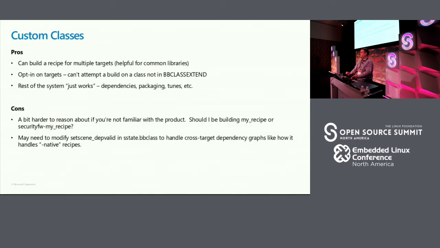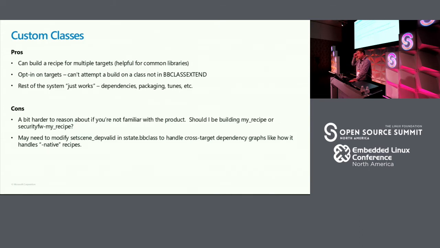So the pros and cons of this approach. The main one is you can build a recipe for multiple targets. I talked about that scenario where we've got a serialization library. That came up a lot for us, where we wanted to build the exact same Git repository multiple times for multiple CPUs, and this makes it really easy to do so.